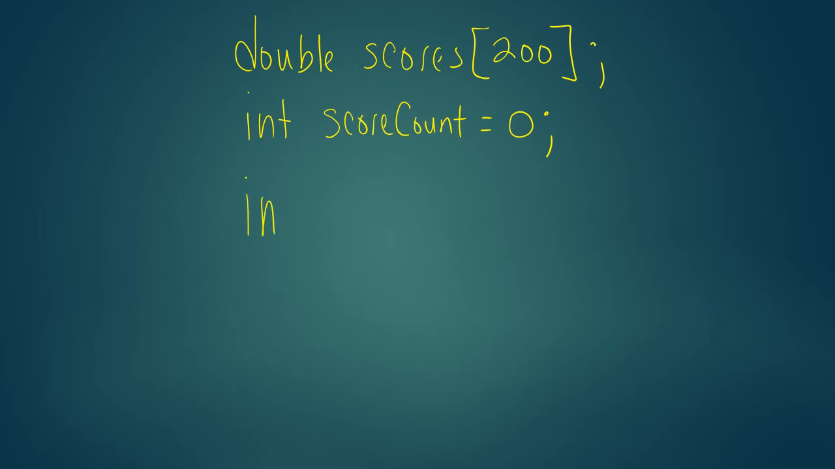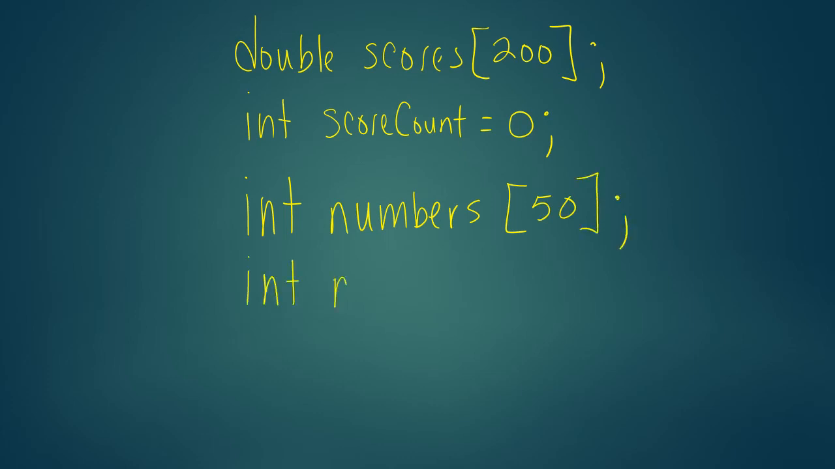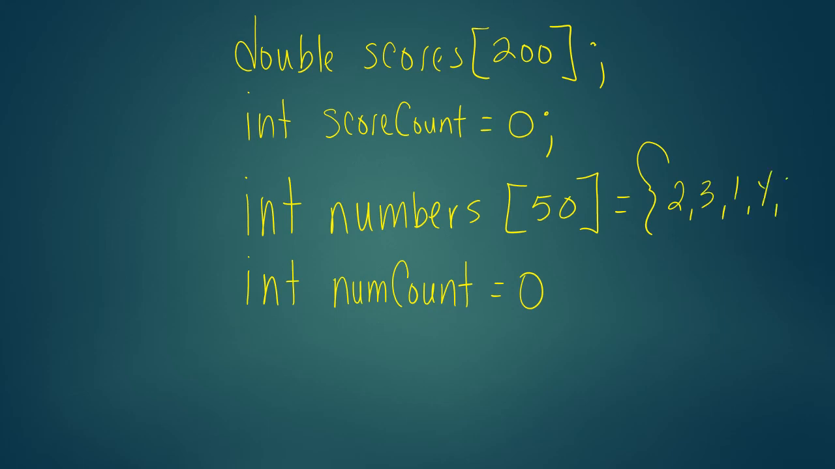Or if I had an integer array that's storing numbers of size 50, I want to also have an integer that's keeping track of the number count. Again, at this point it would be initialized to 0, but if I added elements in it, I would change it. So for example, if right here I had the potential to store 50 numbers, but I put in 6, 2, 3, 1, 4, 2, 1. So I have 1, 2, 3, 4, 5, 6 numbers in there, then my count would be 6.